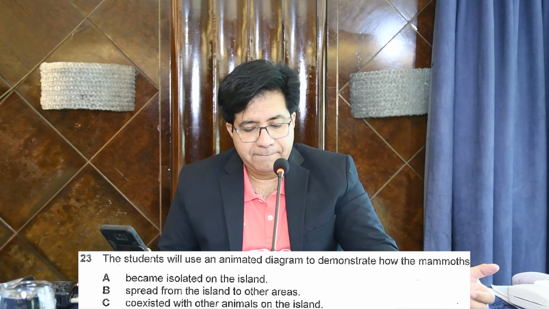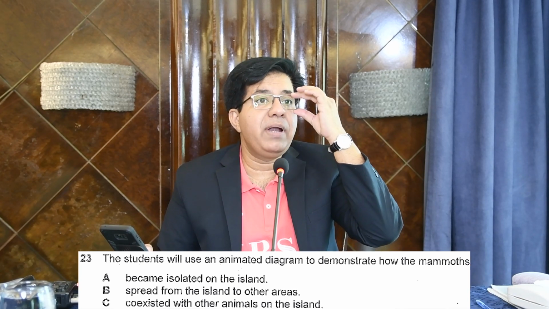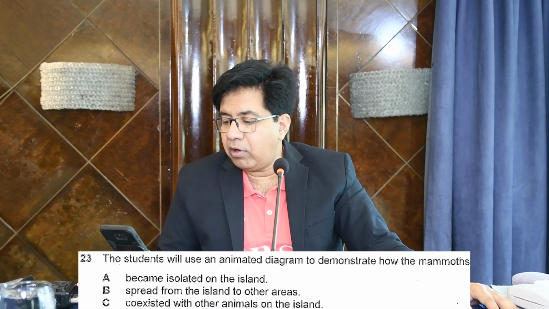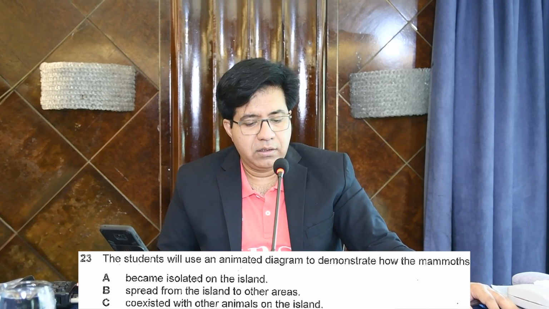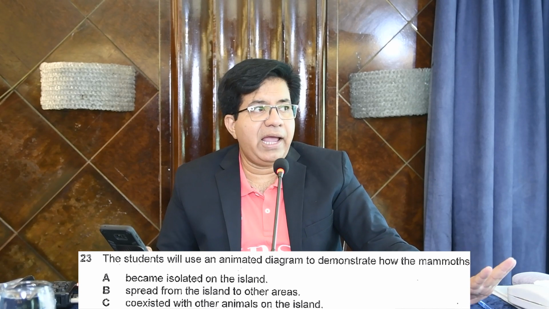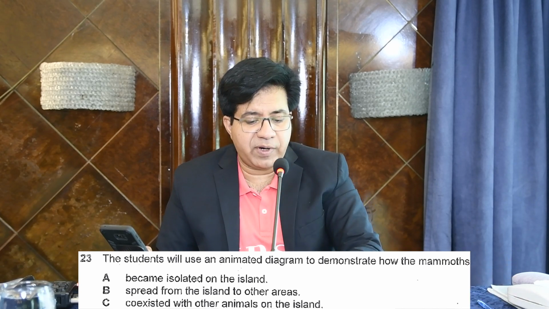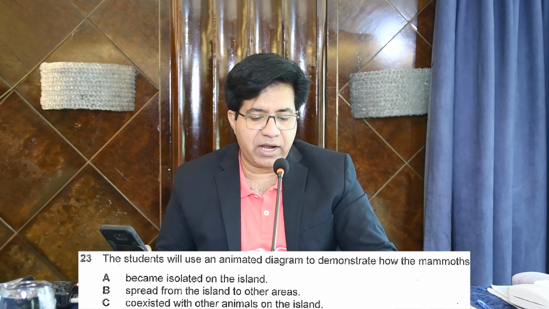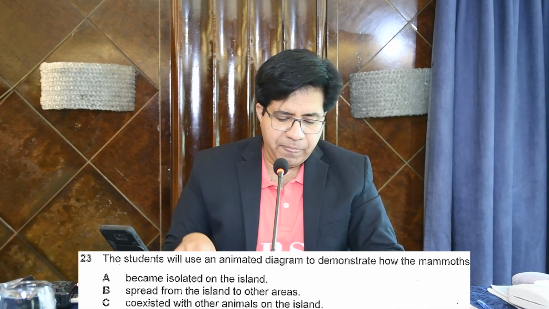Okay, when he says it wasn't an island, it means it became an island. And coexisted with other animals? No, they're saying they ran around with the other animals. Then the climate warmed up, this is what we call global warming, the sea level began to rise, and the island got cut off. So this is what they're going to show in the animated diagram. So the correct answer is A.